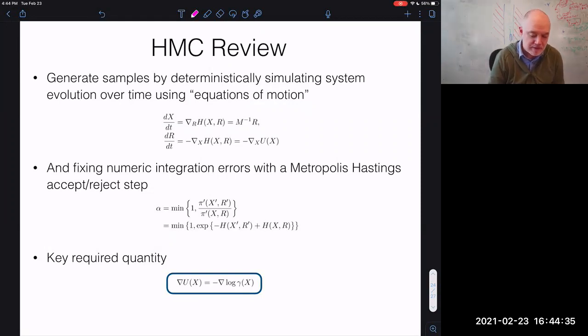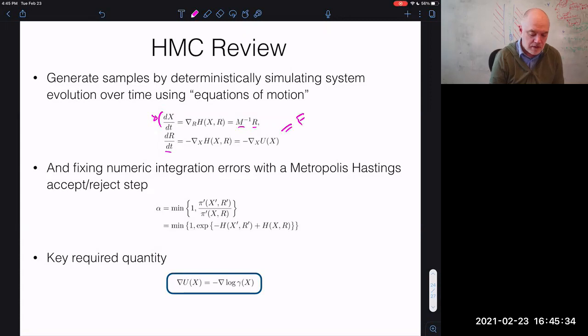Well, we generate samples by deterministically simulating a system of evolution over time using the equations of motion. That's what we just spent the lecture talking about. So the position, or values of the latent variables in the probabilistic program, is updated according to this expression. In other words, dx/dt is the gradient with respect to r of the Hamiltonian, and that gradient is just the inverse mass matrix multiplied by r. Okay, so that's not so bad, right? And the change in momentum, in our case r, is just the gradient of the Hamiltonian with respect to x, and that's the force. That's the gradient of the potential, and the potential is just the joint distribution that you compute in your program.